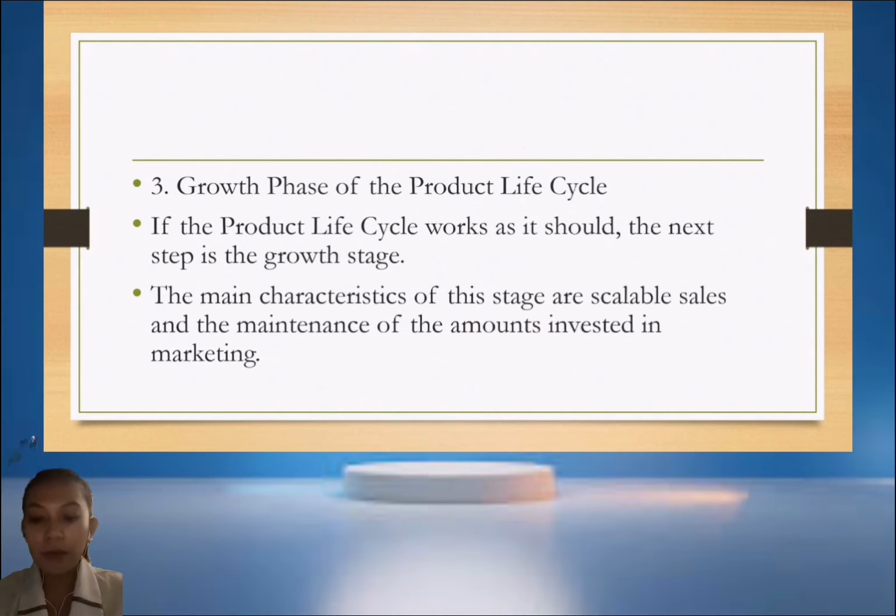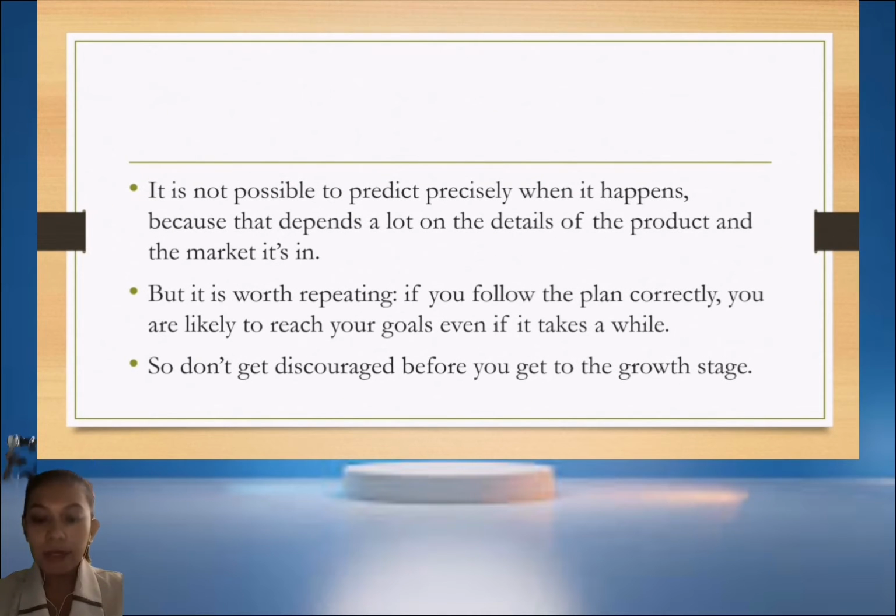Number 3 is the growth phase of the product life cycle. If the product life cycle works as it should, the next step is the growth stage. The main characteristics of this stage are scalable sales and the maintenance of the amounts invested in marketing. It is not possible to predict precisely when it happens because that depends a lot on the details of the product and the market it's in. But it is worth repeating, if you follow the plan correctly, you are likely to reach it.